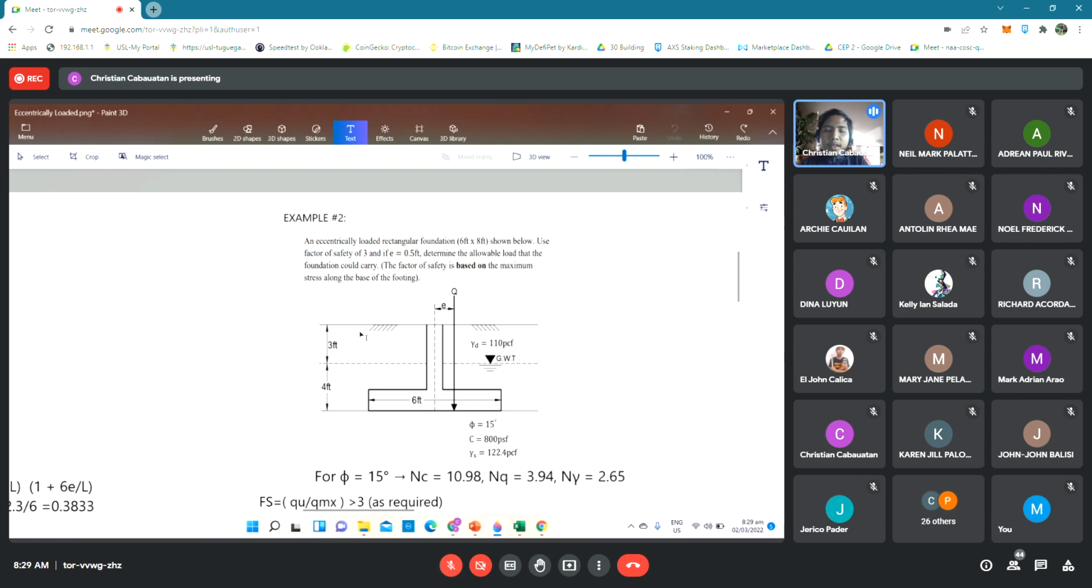Okay. And then the factor of safety is based on the maximum value, which is 3. I think greater than or equal to 3. And then yung kanyang groundwater table, it is on the top of our footing. Okay. So read it muna. Basahin nyo na muna, and then I will be posting our topic for tomorrow. So ipopost ko na po siya ngayon for you to have an advanced reading.